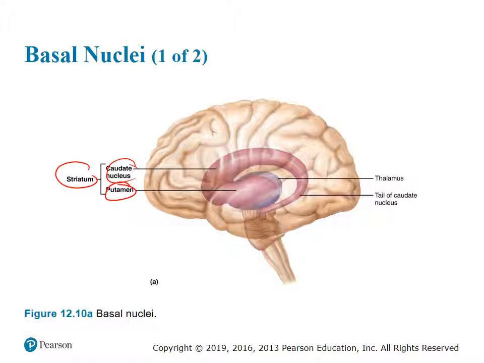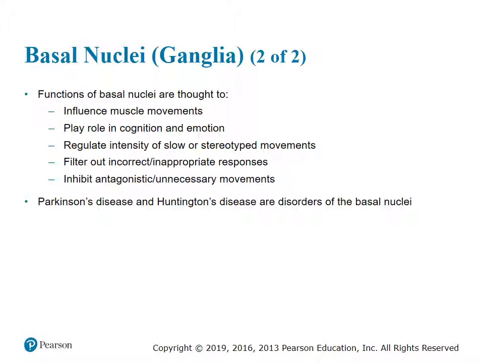Both of which are the striatum. It's just the putamen, it's the caudate nucleus there. So what's the basal nuclei's responsibility, right? They participate in muscle movement. They also participate in emotions and cognition, like the other ones we just talked about, multimodal, for example. Slow and stereotyped movements.